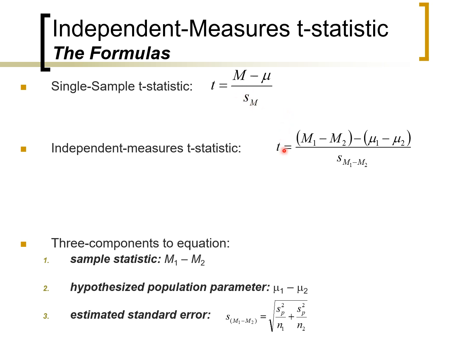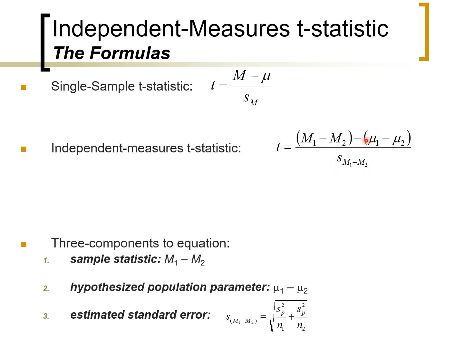What's the independent measures t-statistic? We have our sample mean 1 minus sample mean 2 over, well, we can see the S with a subheading of M is an estimated standard error, just like it is in the previous t-statistic, but now we've got a little bit different notation here. So we'll see what that means and what that's about in a little bit.